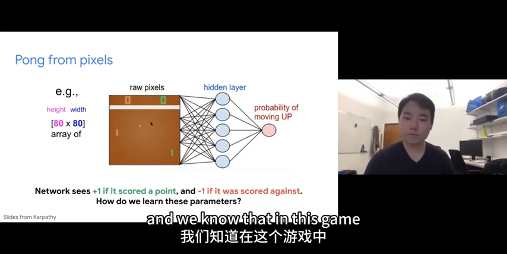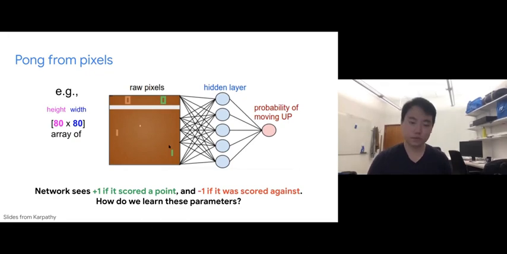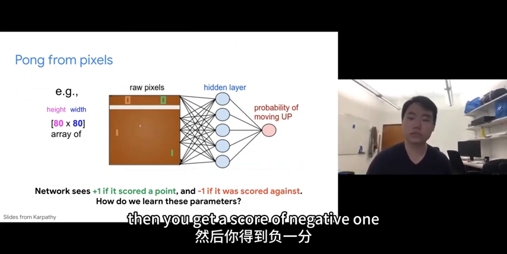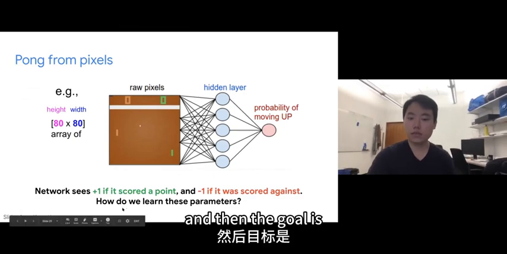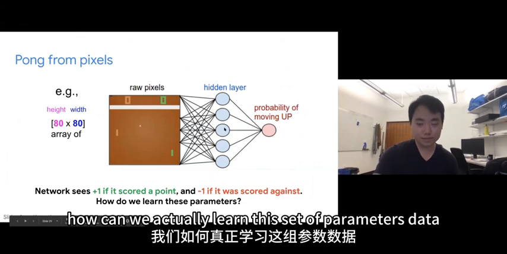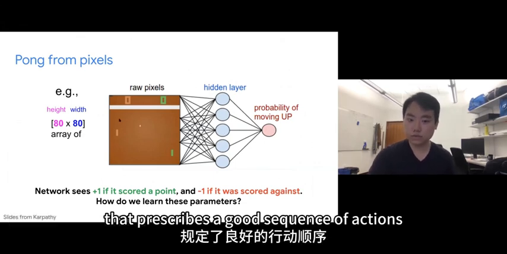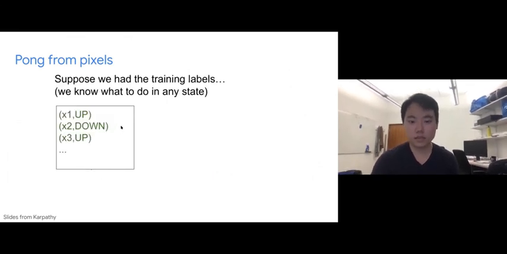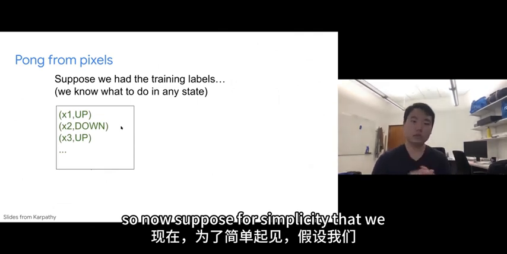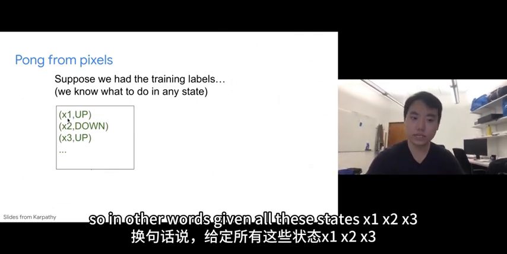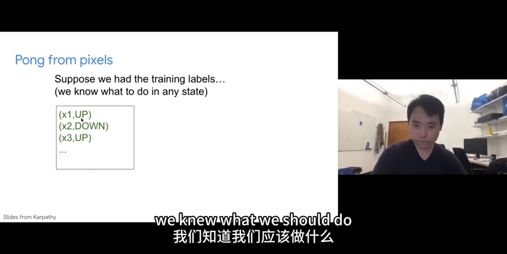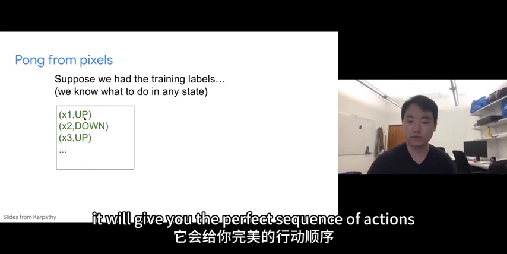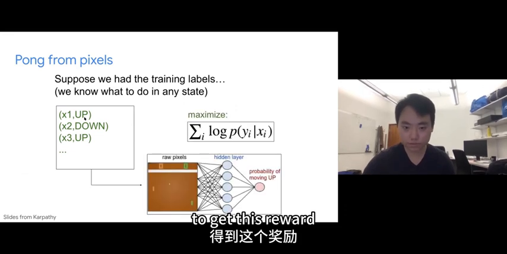And we know that in this game, if you successfully bounce your ball over, you get a reward of +1. And otherwise, if the ball gets bounced by the opponent across your side, then you get a score of -1. And then the goal is, how can we actually learn this set of parameters theta that prescribes a good sequence of actions to allow us to consistently score points? So now suppose for simplicity that we had these training labels. In other words, given all these states x1, x2, x3, we knew what we should do. We could maybe get a human expert to play this game, and for all these states, they would give you the perfect sequence of actions to get this reward.